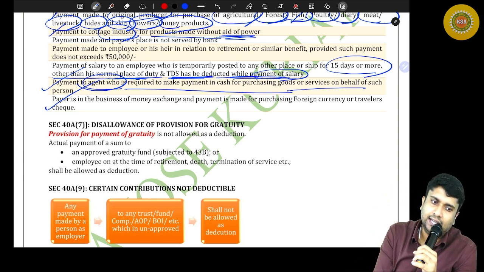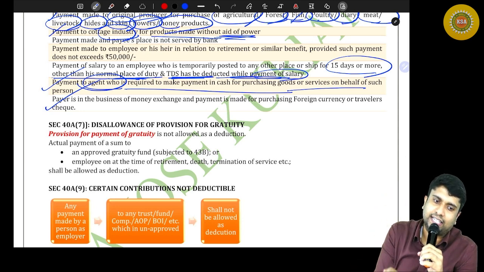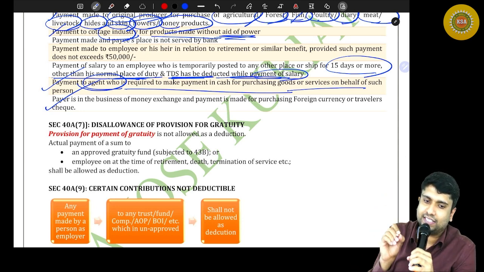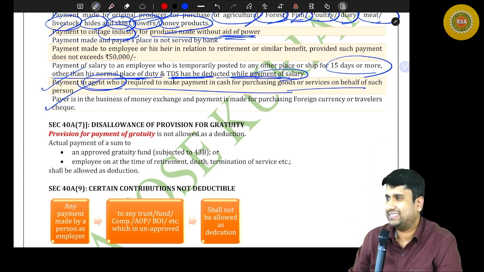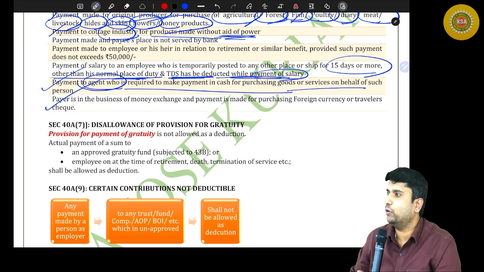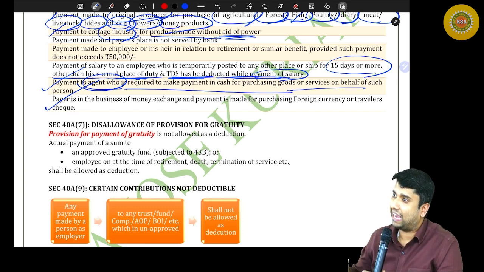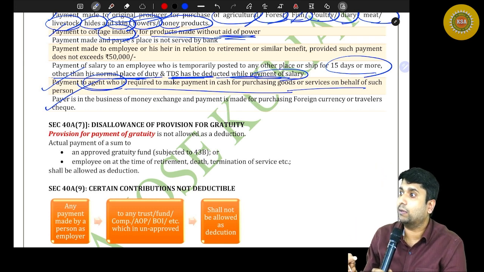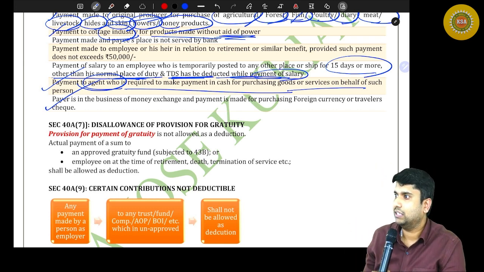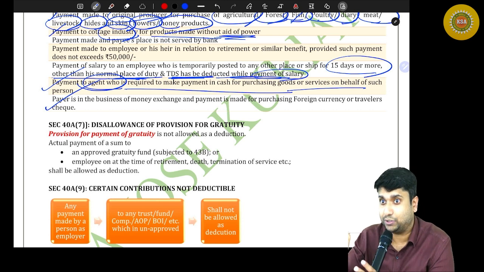Payer in the business of money exchange and payment made for purchasing foreign currency and traveler's cheques. What does that mean? You are a money exchanger. The foreigner will come and definitely pay you in dollars, and you have to pay him cash. Think about it from the perspective of a money exchanger. You are buying dollars by paying cash. Is that permissible? Yes, that's your business.